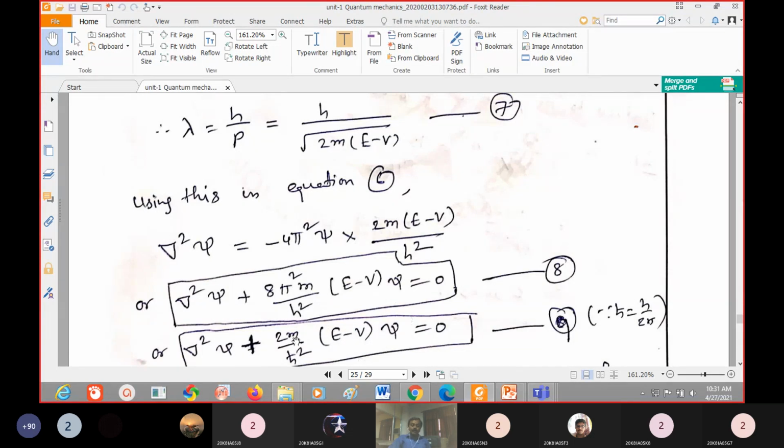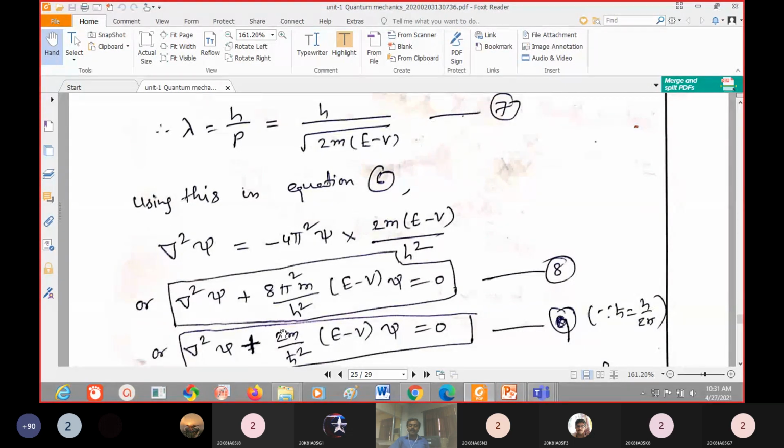Okay, if you simplify this equation further, instead of h by 2 pi we can write h cross.